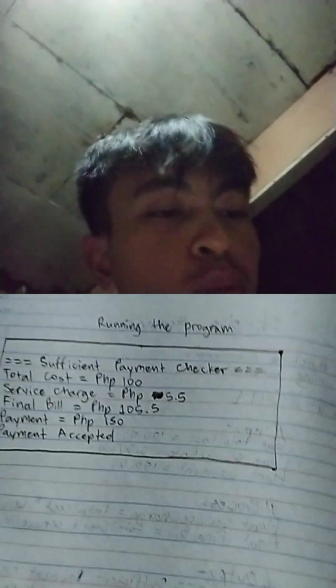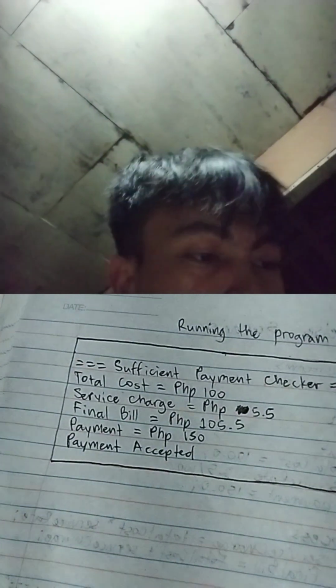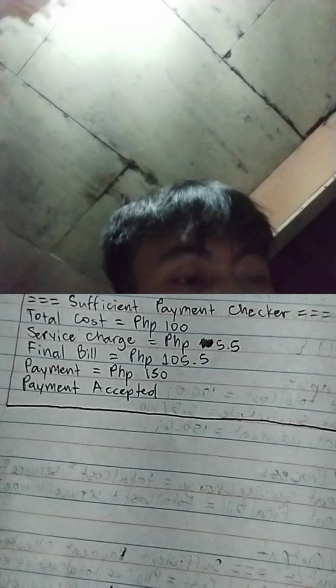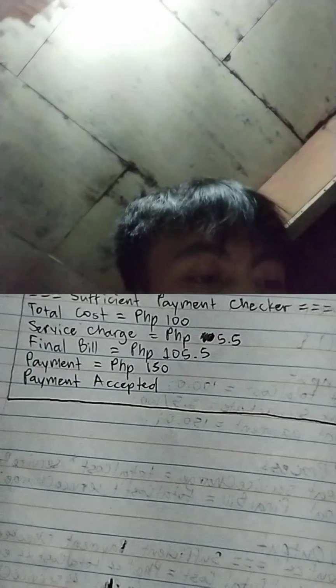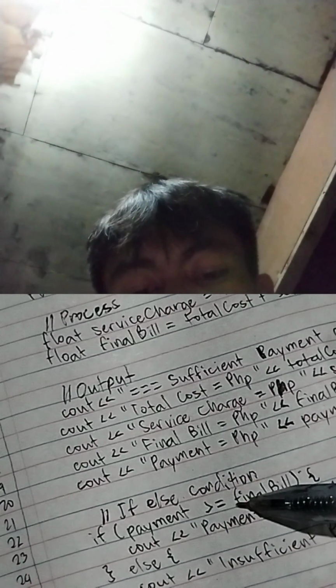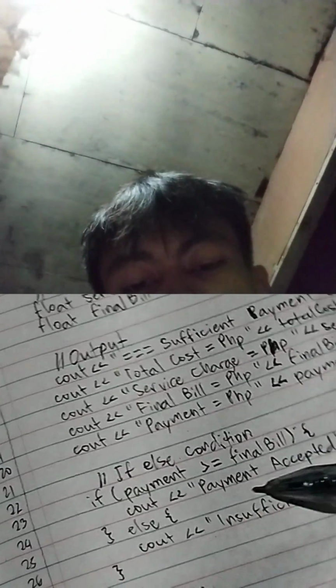So number 2, why is the condition payment greater than or equal to final bill important? The condition checks if the student's payment is enough to cover the final bill. So like this, if it is greater than or equal to the final bill, it will output payment accepted because it is enough for the student to buy or to pay the bill.